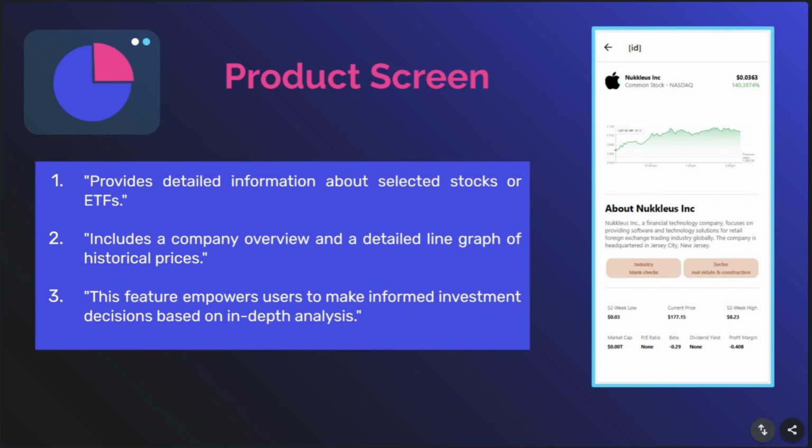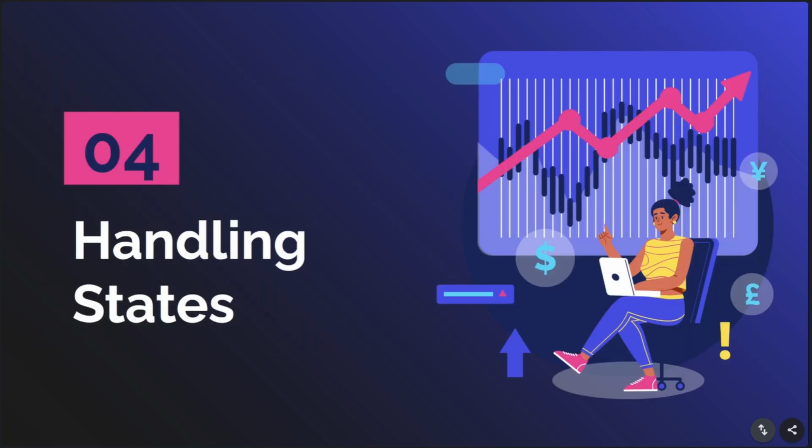And now this is the product screen. In the product screen, basically when on the explore screen, whenever you tap on the card, you get to the product screen. This provides detailed information about the selected stocks or ETF. This includes a company overview and a detailed line graph of historical prices. And this feature empowers users to make informed investment decisions based on in-depth analysis. We gave you all the analysis we got from the API.